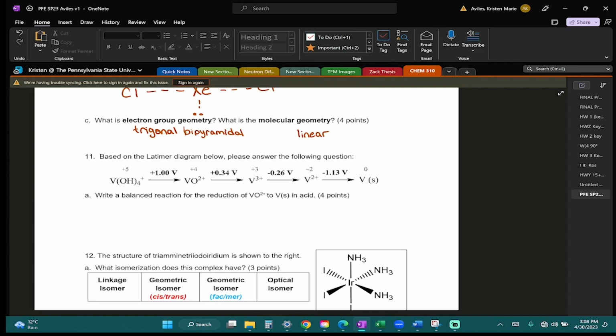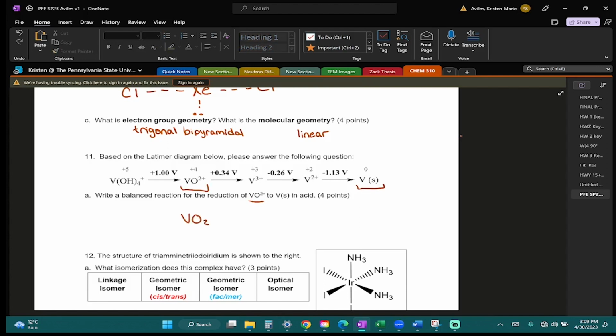So looking at it, it wants the reduction. If it's asking for reduction, that means we're reading it left to right because this is showing us the reduction of vanadium hydroxide to vanadium solid. We can tell that because we're going from a +5 oxidation state to 0. So if we decrease oxidation state, that means reduction is occurring. If it was asking for oxidation, we go the other way and we flip the signs. So here it's just asking for VO2. So we're going from this state to this state.